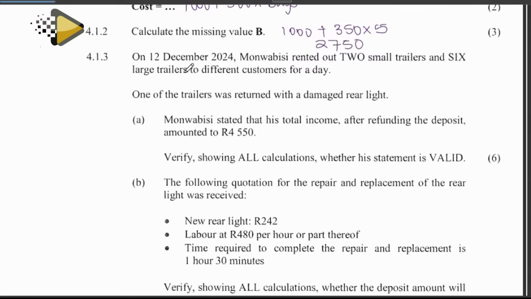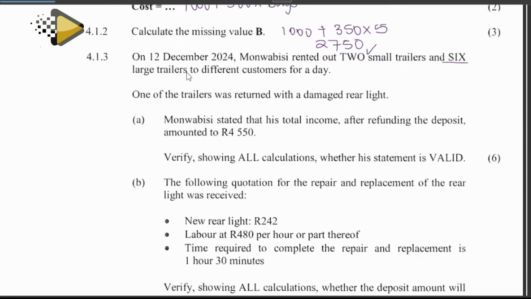All right. On 12th December 2024, Monwabis rented out 2 small trailers. Take note of that. 2 small, then 6 large. All right. One of the trailers was returned with a damaged rear light. It is now stated that his total income after refunding the deposit amounted to 4,550. Verify showing all calculations.